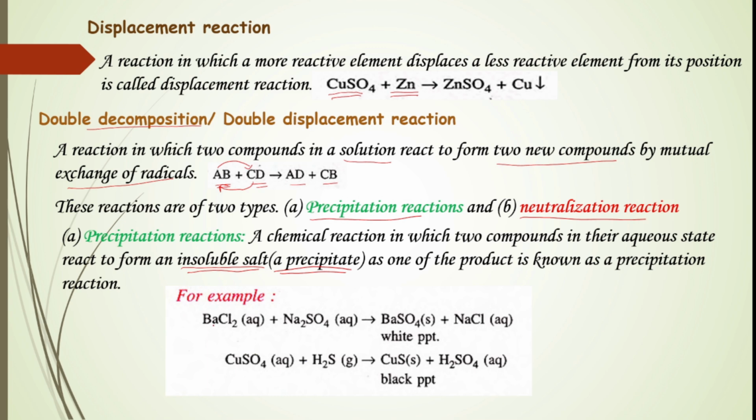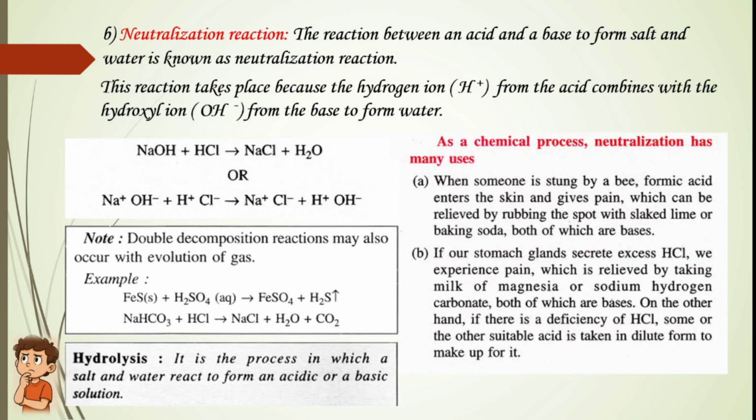For example, barium chloride reacts with sodium sulfate to give white precipitate of barium sulfate plus sodium chloride. Second example, copper sulfate reacts with hydrogen sulfide to give black copper sulfide plus sulfuric acid. These are examples of precipitation reaction. Hope it is clear. Next type is neutralization reaction.